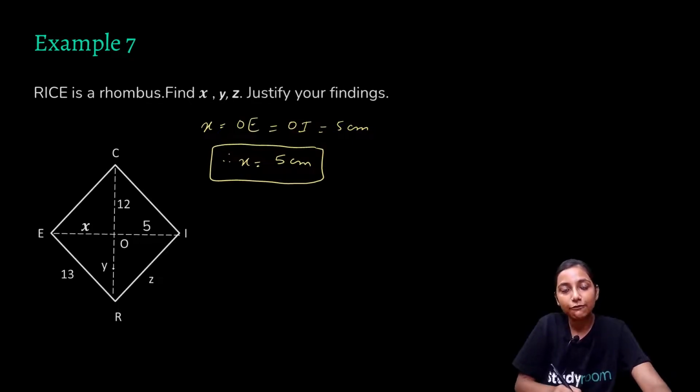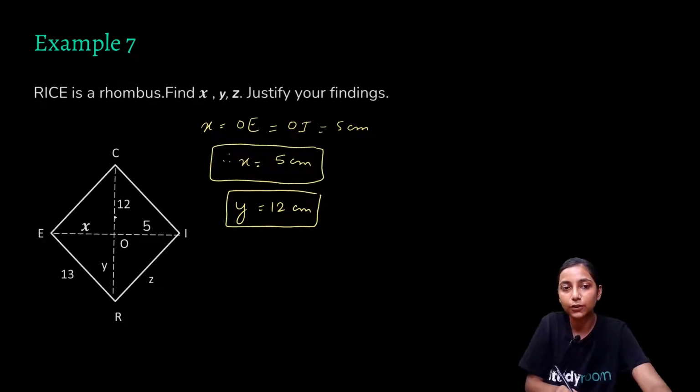Now similarly Y. Y will be equal to 12. Why is Y equal to 12? Because Y is nothing but OR, and OR is going to be equal to OC because these are the perpendicular bisectors. For a rhombus, these are the perpendicular and also bisectors. So Y will be equal to 12.